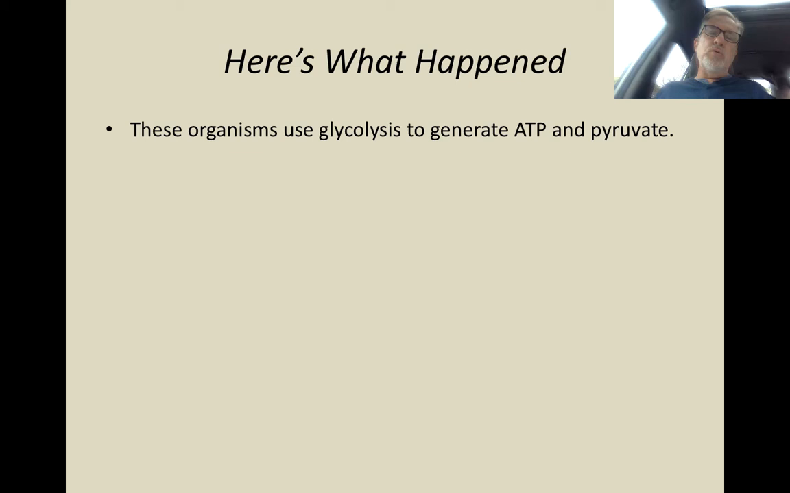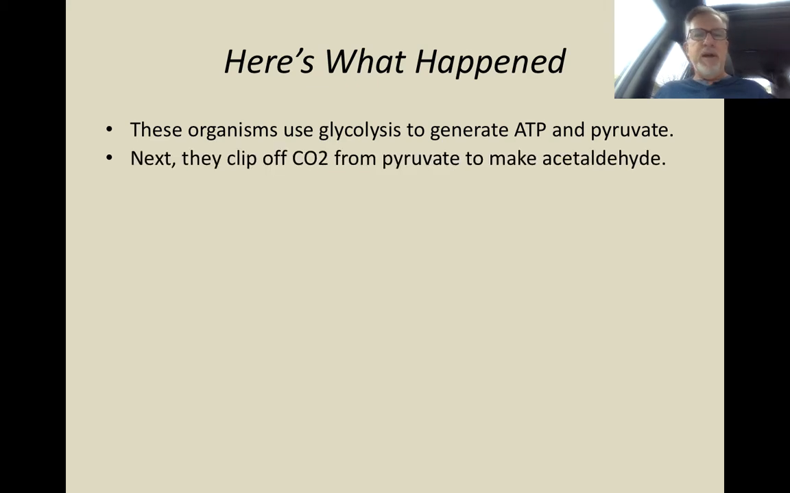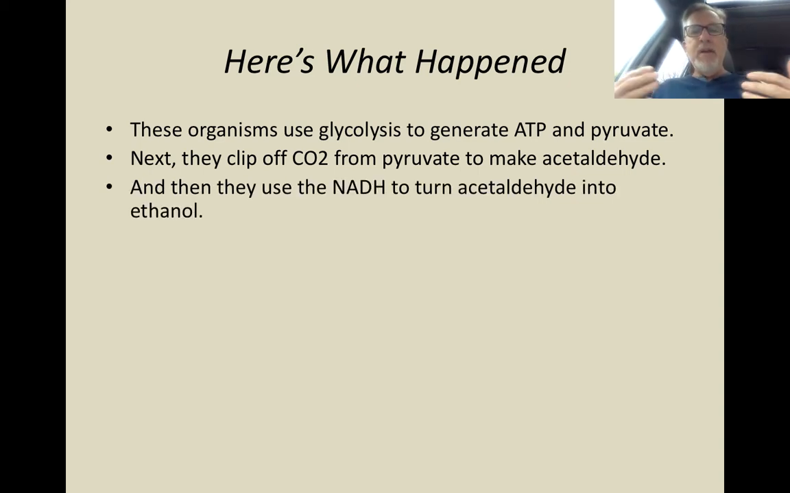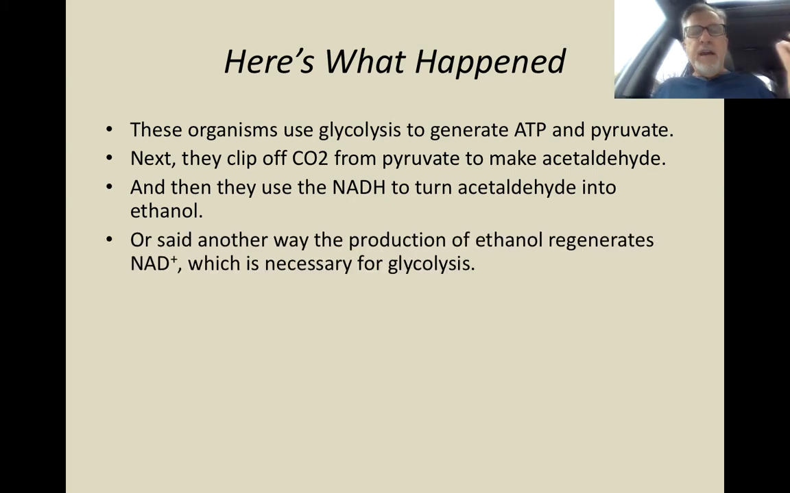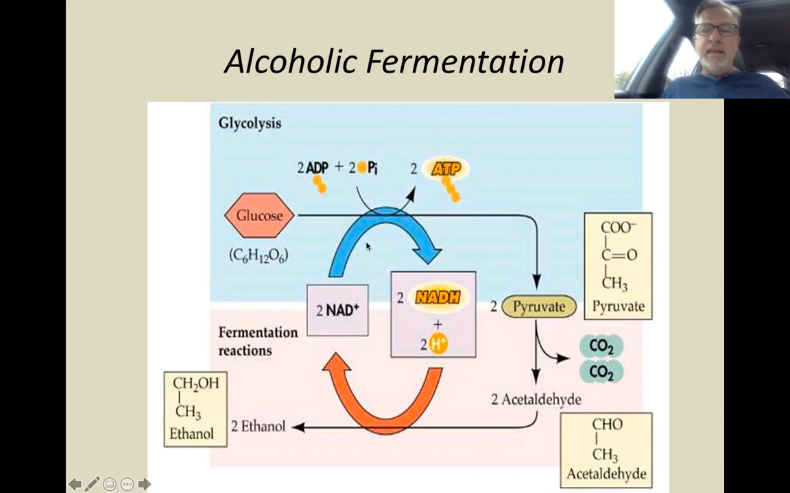So organisms that use alcoholic fermentation use glycolysis to generate their ATP, and they also generate pyruvate. But next, they clip off the CO2 from the pyruvate to make this compound called acetaldehyde. And then they use NADH to turn the acetaldehyde into ethanol. Said another way, the production of ethanol regenerates the NAD+, which is necessary for glycolysis to happen. Without any NAD+, glucose could not go to pyruvate, and the whole reaction would shut down.